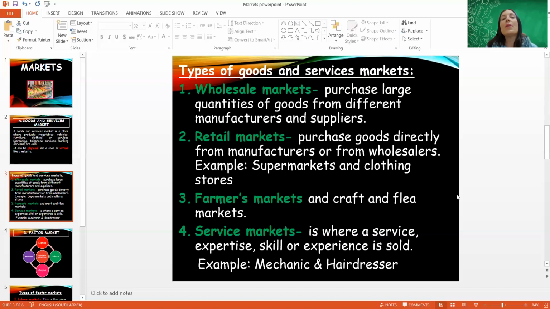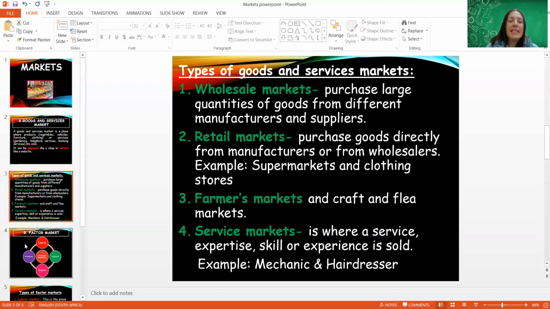And then we also have the service market, as we spoke about, where not a specific product is sold, but rather a skill or experience or expertise is sold. There we can look at mechanics, people fixing your cars, hairdressers, whom we all desperately need at the moment, nail technicians. Even if you go for something like a hot air balloon ride, that experience would be part of the services market.